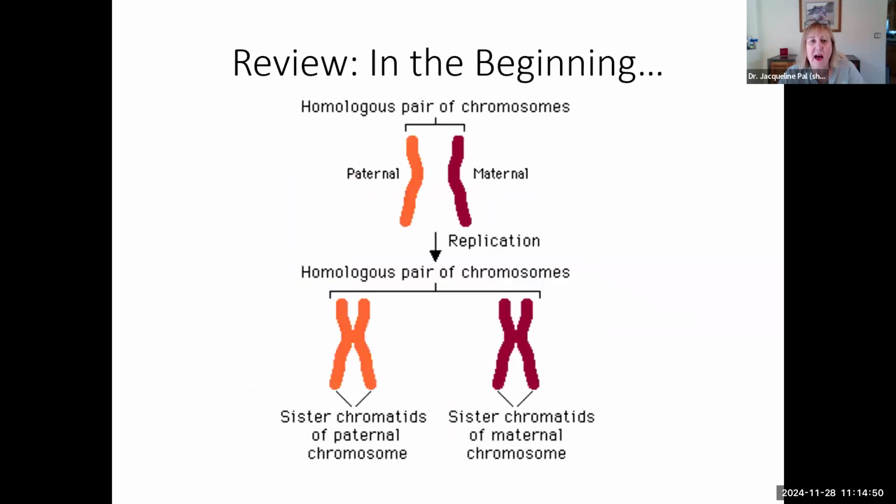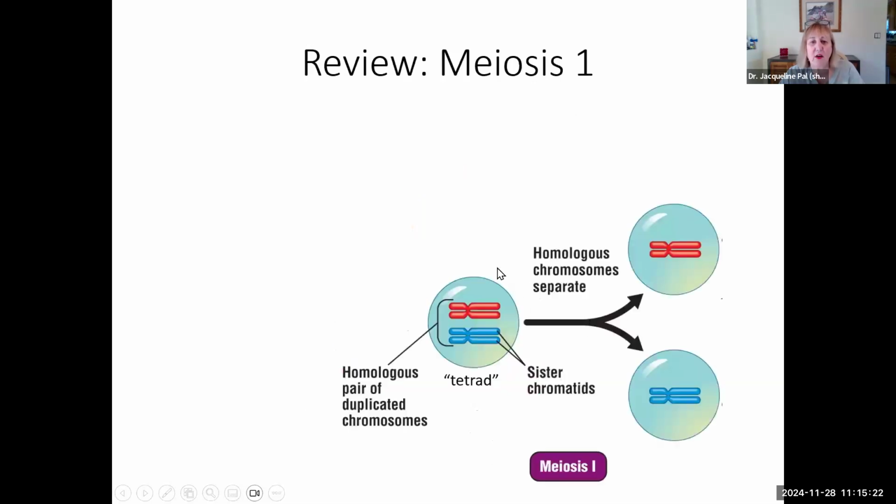All right, so now in the first step of meiosis, meiosis 1, during prophase 1, in the beginning, we have mom's chromosome and dad's chromosome, each of which is duplicating. So now we have this homologous pair of chromosomes, each of which now has sister chromatids. If the 4 of them come together, the 2 pairs of sister chromatids, they would form a tetrad.